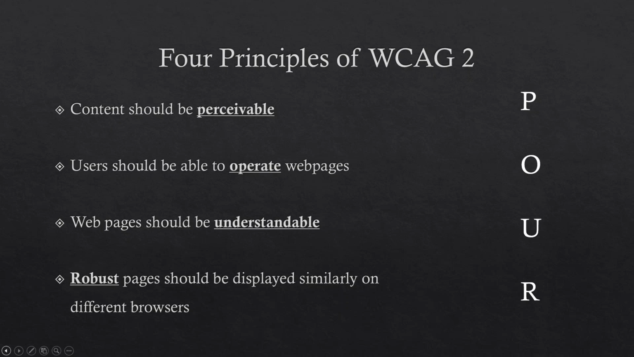And finally, robust, which is the shortest of the principles in terms of how many guidelines it has, covers the fact that content should work on different browsers, on different devices, and it doesn't say everything needs to look exactly identical, but it does say that users should have a similar experience across those devices as well. So those are the key principles that are worth remembering by that handy acronym. And as I said, all of the guidelines and guidance is derived from those principles.